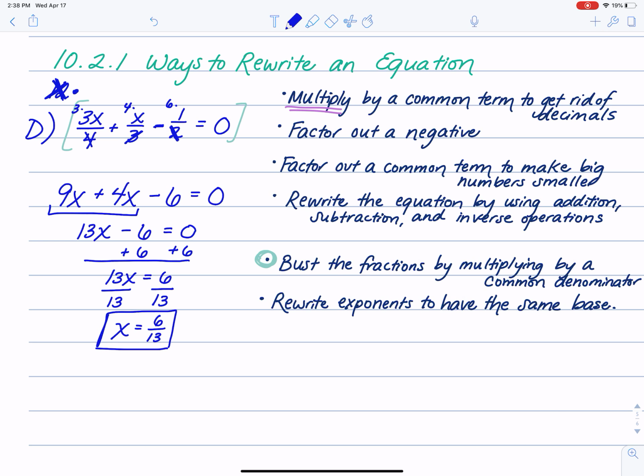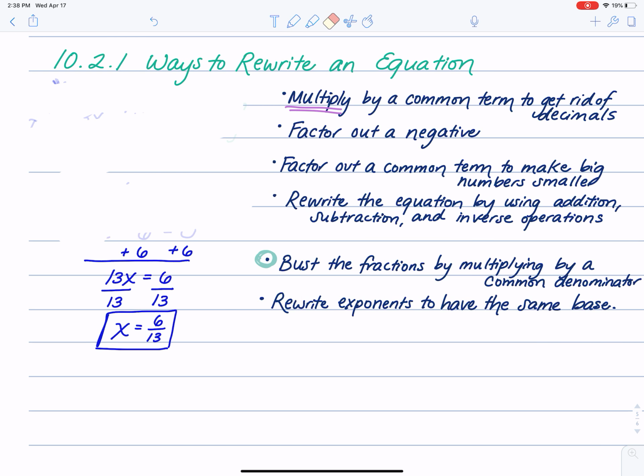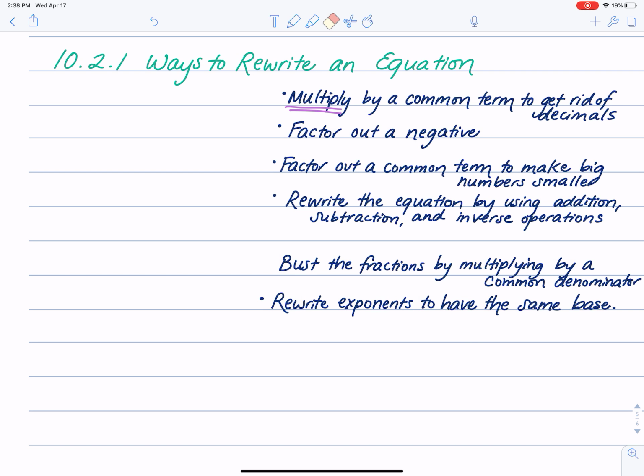All right. And now for our last type of practice problem. You'll notice that we've done all the things except for this last one, rewriting exponents to have the same base. So here we go. Here's what that one would look like. Part E. It'd be 8 to the x power equals 2 to the 6th power.